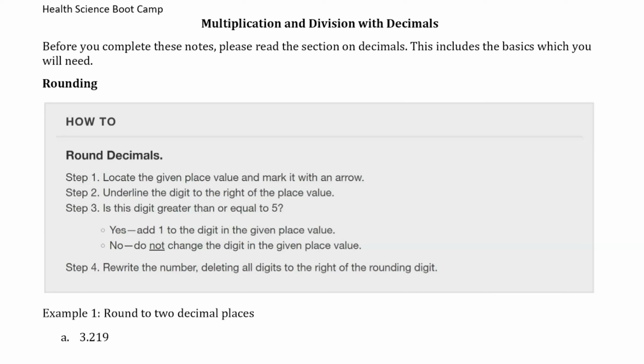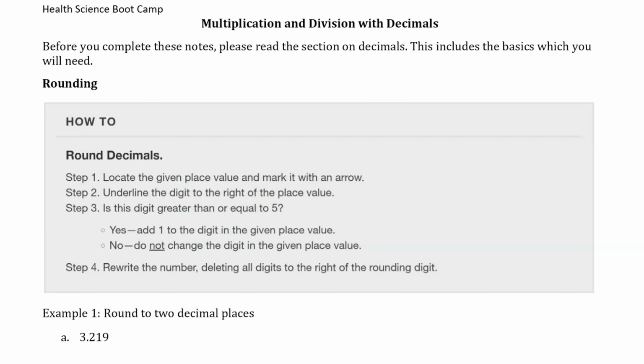So rounding a decimal basically cuts off a portion of it and keeps a portion. Now, the portion that you keep, you have to look at the ending digit. That ending digit is either going to stay as it is or bump up to the next value. So the directions will tell you which place value you're rounding to. So you're going to mark it. You can mark it with an arrow, is what the chapter says.